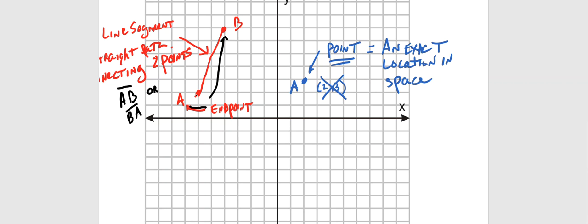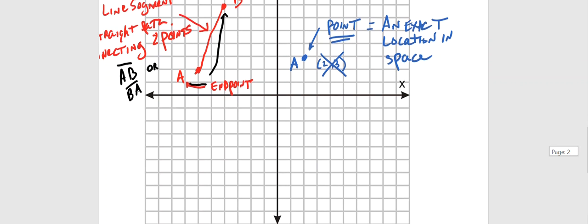When we take 2 points, we connect them with a straight path, but let those points act as endpoints. Then we call that a line segment with the appropriate symbol, calling it, in this case, either AB, or line segment AB, or line segment BA, based on the endpoints that represent it.